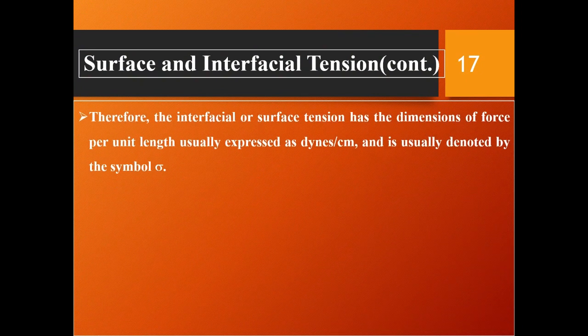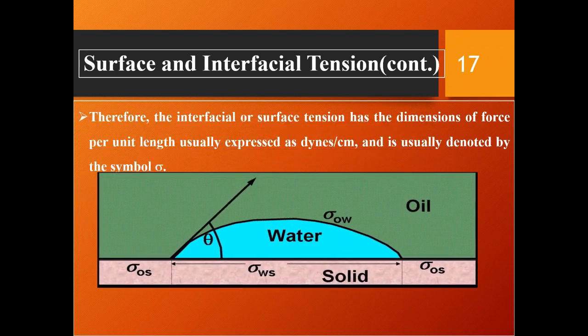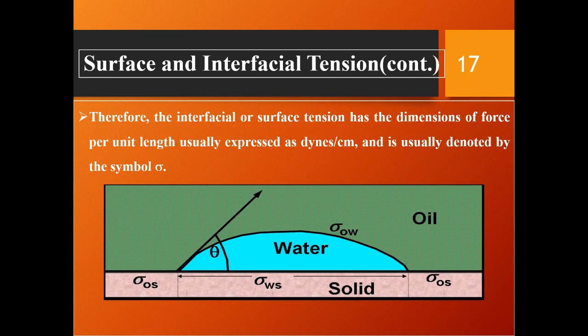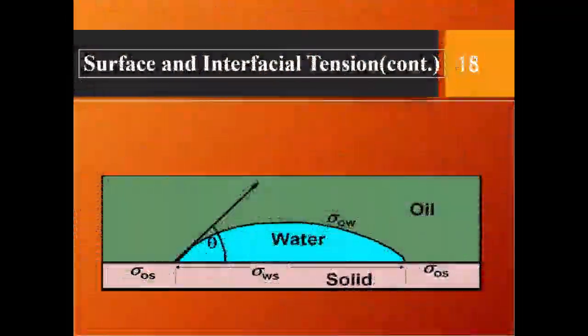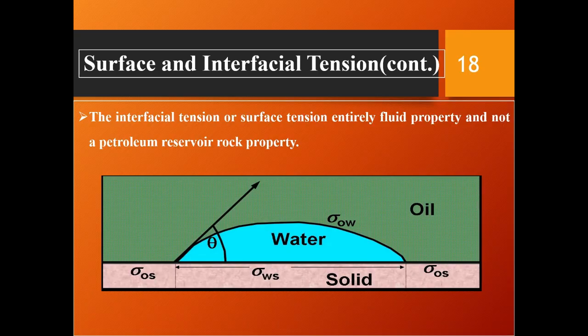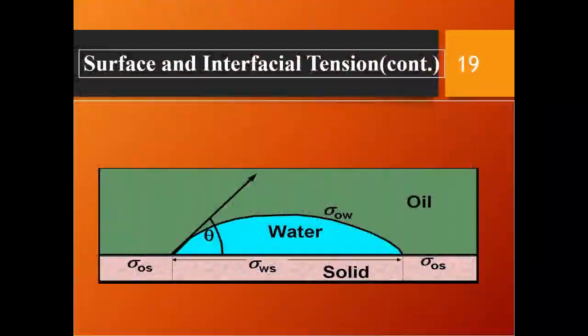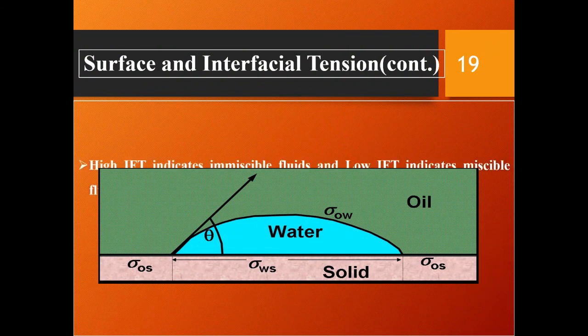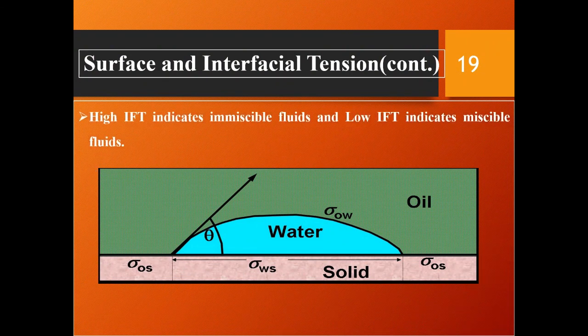Therefore, the interfacial or surface tension has the dimensions of force per unit length, usually expressed as dynes/cm, and is usually denoted by the symbol σ. The interfacial tension or surface tension is entirely a fluid property and not a petroleum reservoir rock property. High interfacial tension indicates immiscible fluids and low IFT indicates miscible fluids.